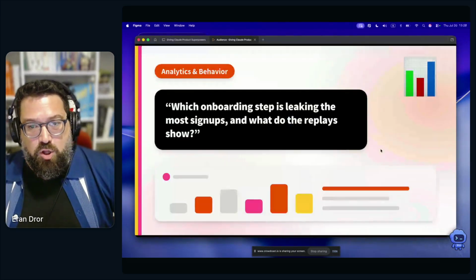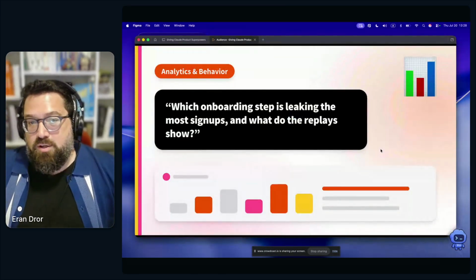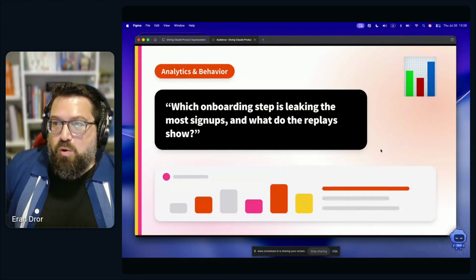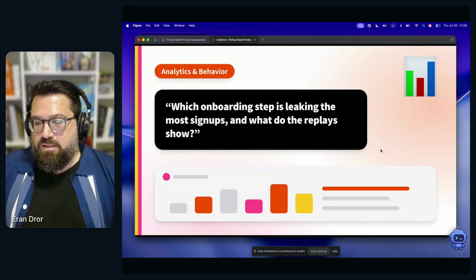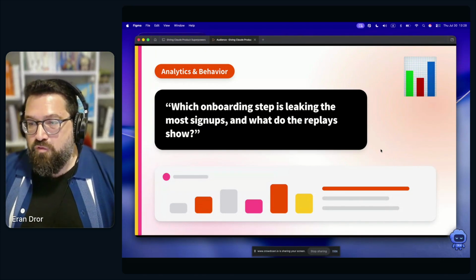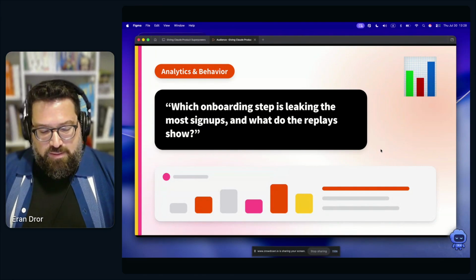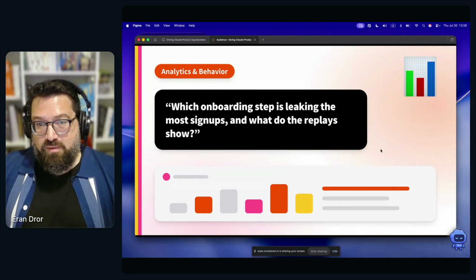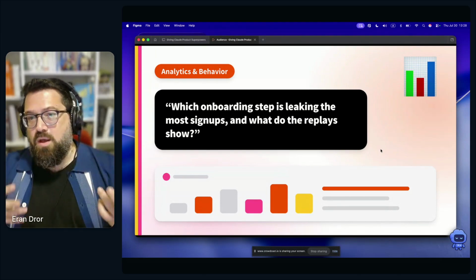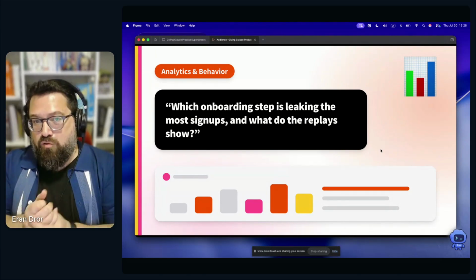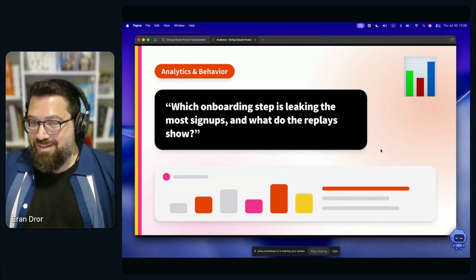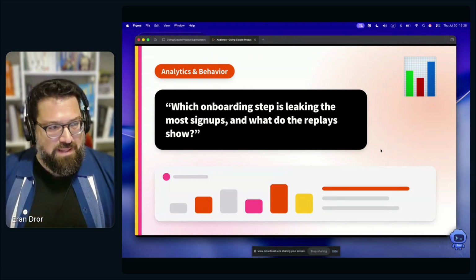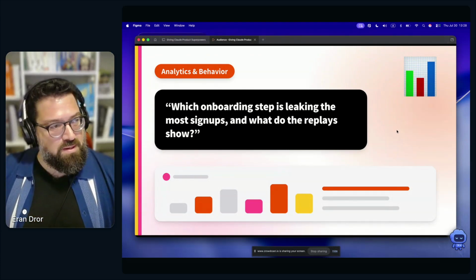When you connect them to Claude, you can literally start asking which onboarding step is leaking the most signups, what do the replays show? You can ask how people are adopting this new feature, or which customers potentially are adopting these new features if you have profiles somewhere. And so this is a very, very powerful tool to understand what's going on without having to dig through the really hard technical analytics screens and dashboards.